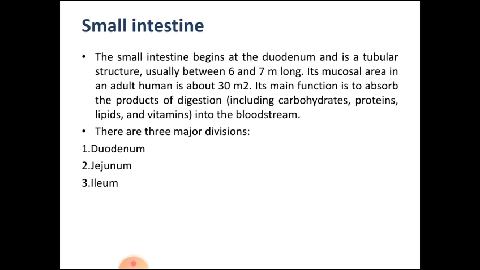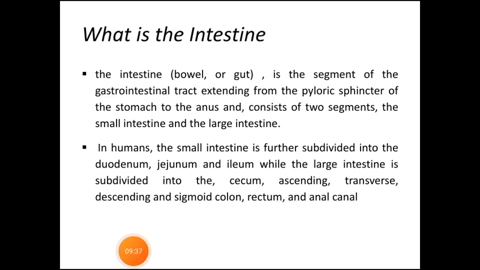The small intestine begins at the duodenum and is a tubular structure usually between 6 and 7 meters long. Its mucosal area in an adult human is about 30 meters. Its main function is to absorb the products of digestion.